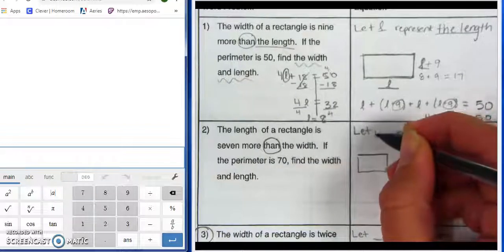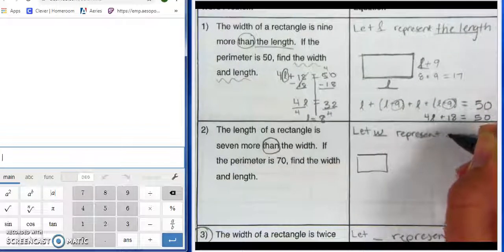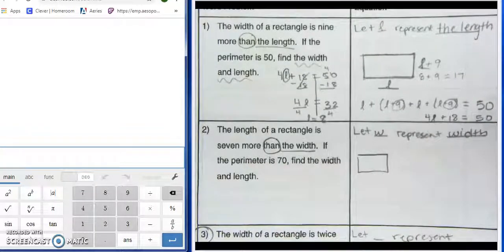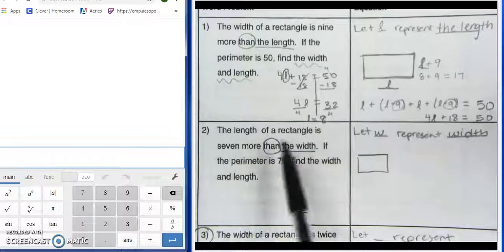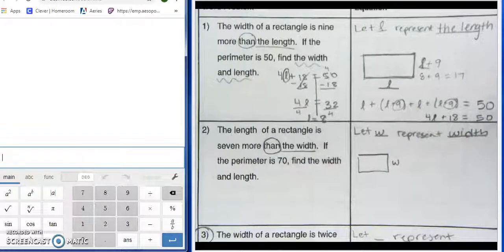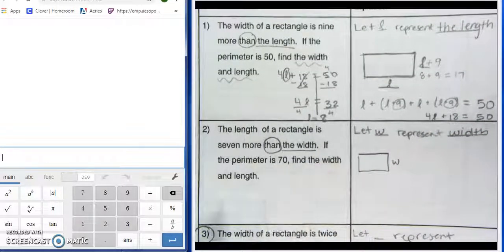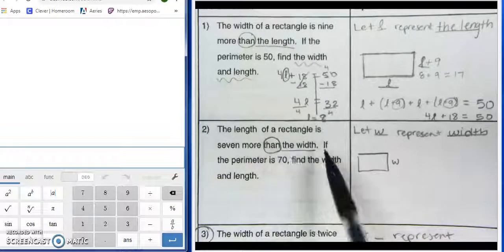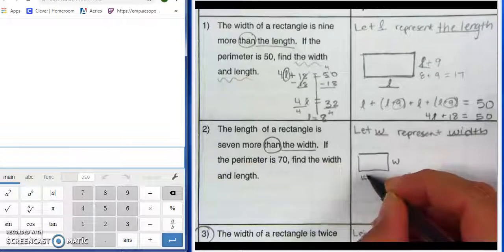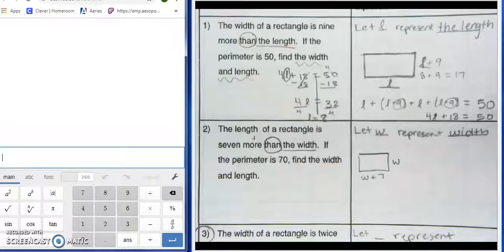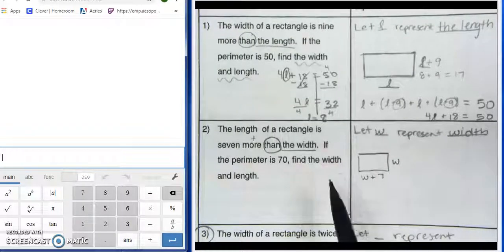So let's let W represent width. Remember, it's whatever comes after the word than that gets the letter. So the length of the rectangle is 7 more than the width. I'm going to put W in for the width, and then I use the comparison phrase for the rest of it. So 7 more than the width means it started with the width and then added 7. More means add, right? Okay, so there's my setup.